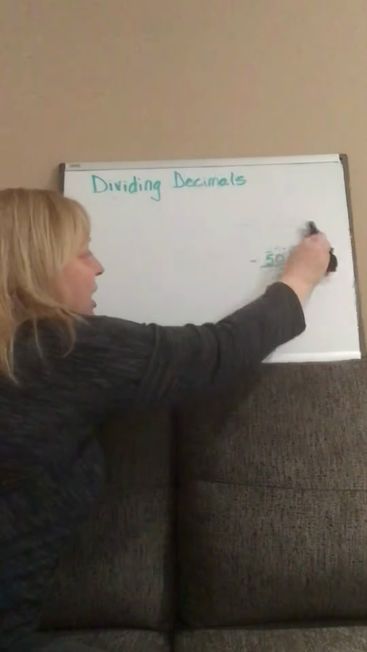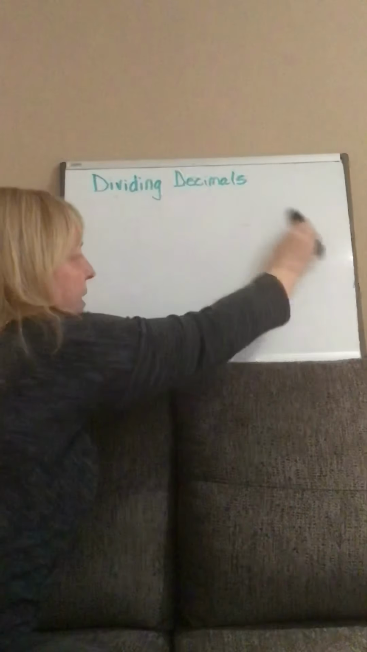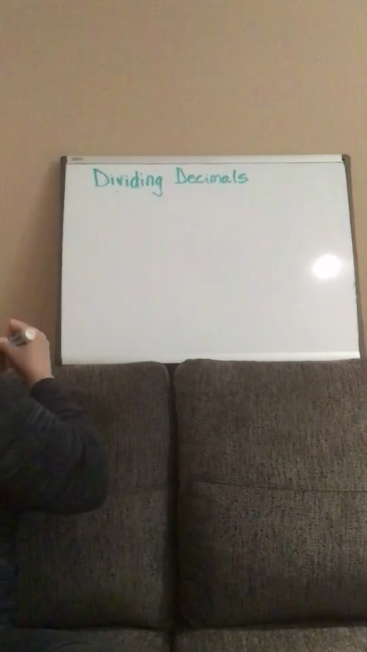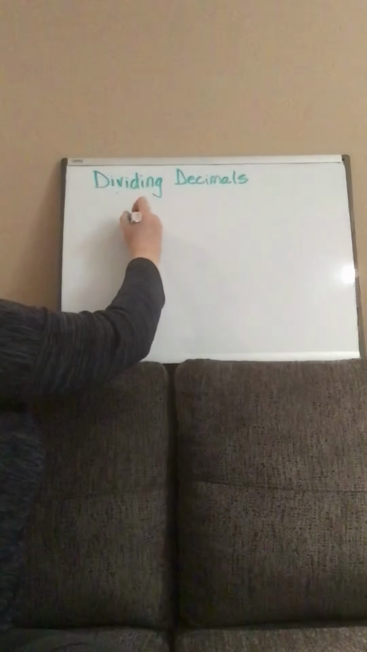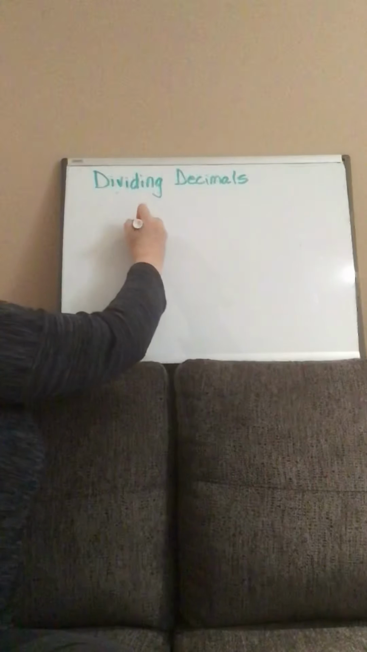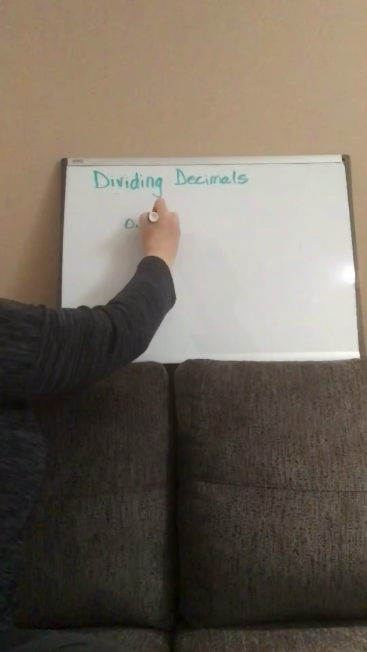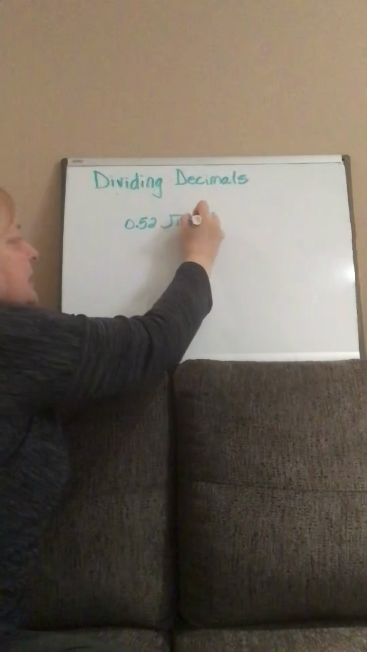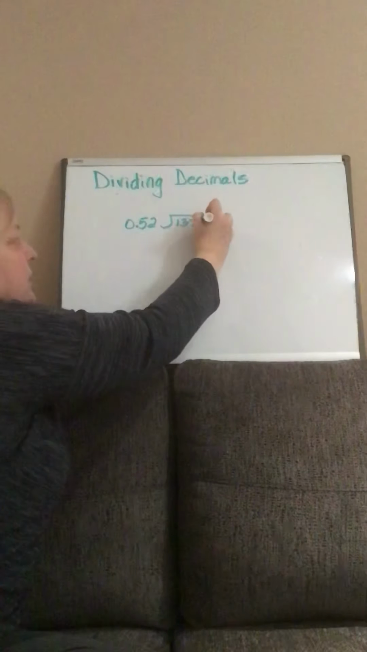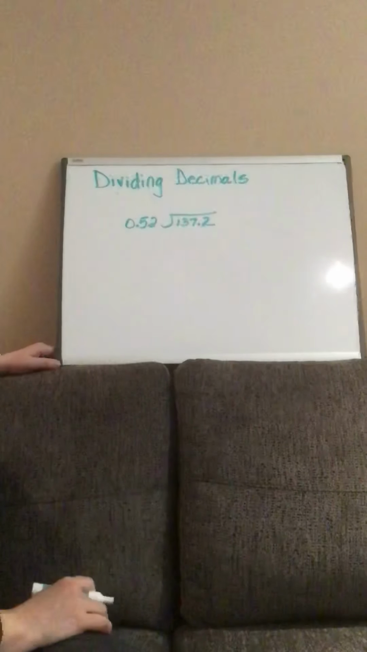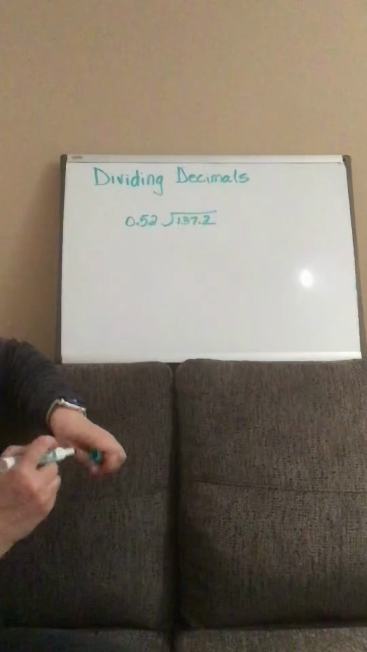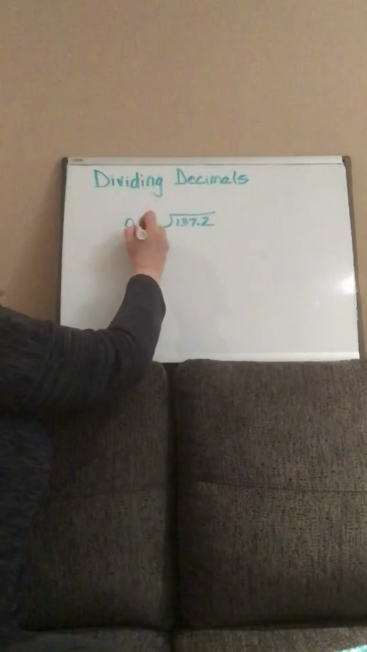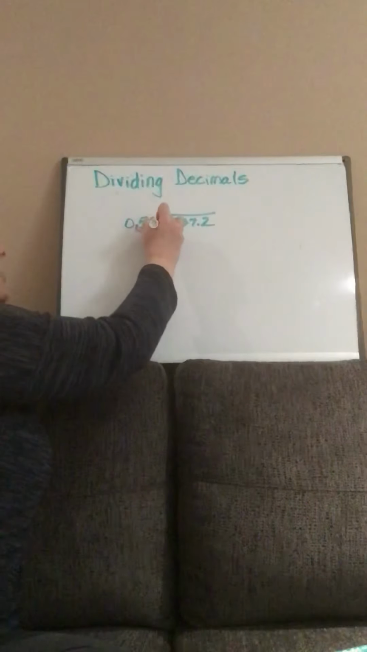Again, in the Google Doc, I've shown these examples as well. So this time what I'm going to do is make this question 0.52 into 137 decimal 2. I have 2 decimal places in the divisor, 1, 2.